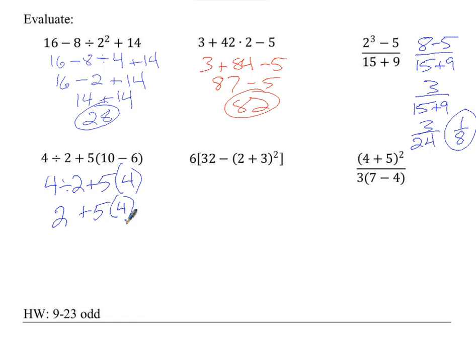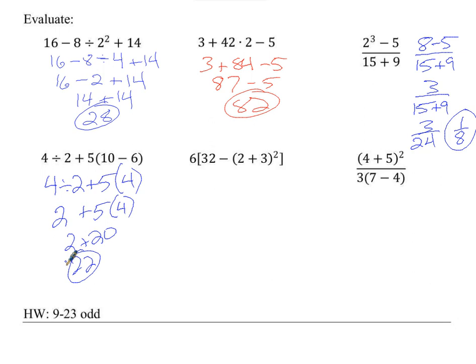So we're still on the M, right, in GEMS. We have the 5 times 4, which is, so I'm going to write 2 plus 20. And I know some of you were already saying 2 plus 20 is 22 in your head, but I want to see that 2 plus 20. Okay? Show me that step. And then finally our last 22.